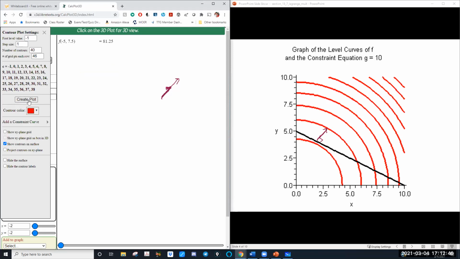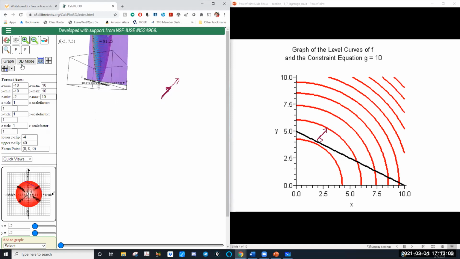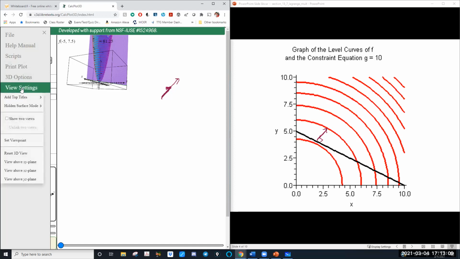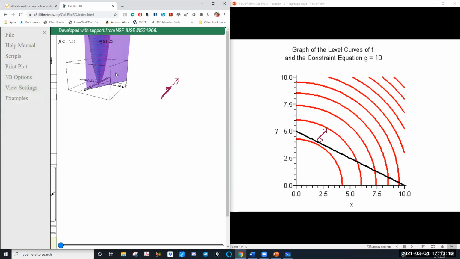Yeah, I'm a little stuck on what you said, because the gradient in this case is perpendicular to that. When you say that, what are you referring to? Is that the constraint equation, the black line? Yes. Okay, yes. So it sounds like you said it's always parallel to the gradient?